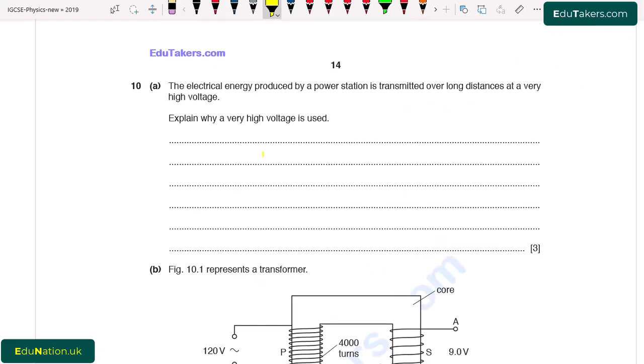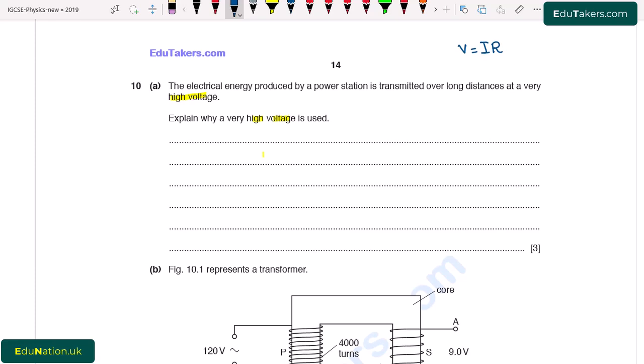Question number 10, part A. The electrical energy produced by a power station is transmitted over long distances at a very high voltage. Explain why a very high voltage is used. So very high voltage is used to transfer the electrical energy over the long distances. So we know that according to Ohm's law, V is equal to IR, that when the voltage is higher, the current will be smaller.